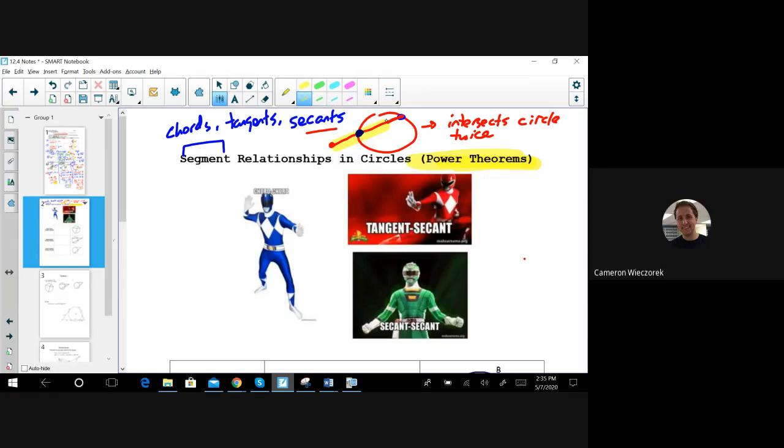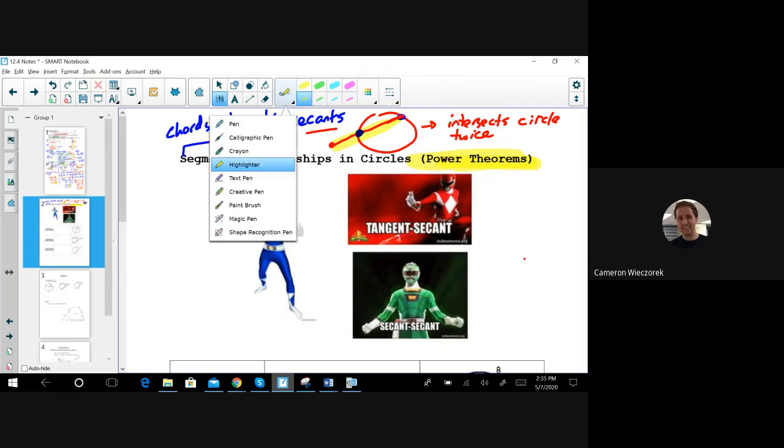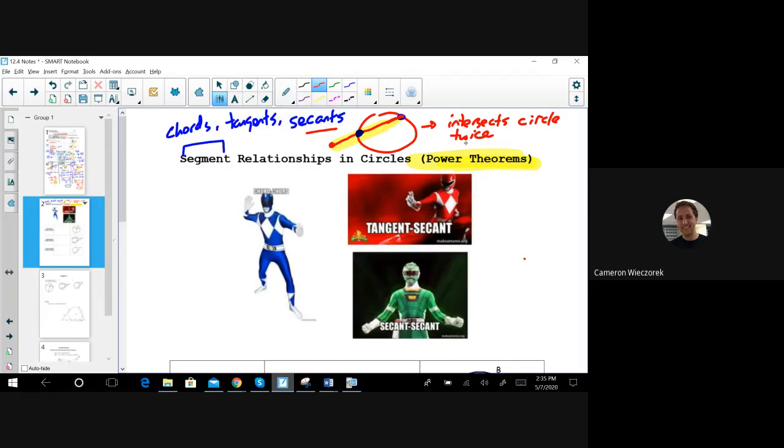So when we're measuring these, we're only going to be concerned about the part that goes up to the blue dot. Intersects the circle twice. Remember, a tangent only intersects the circle once, and then it keeps going. And a chord is completely inside the circle. It has both endpoints on the circle. And so these relationships we're going to look at are what are called the power theorems, or sometimes they're called the product theorems.